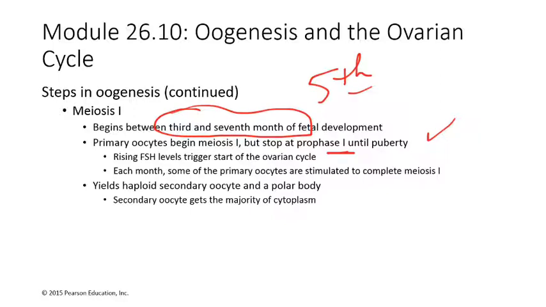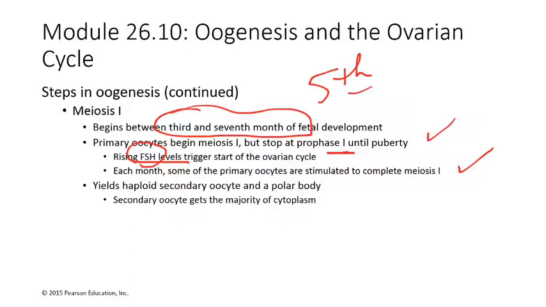Now, in order to keep those primary oocytes protected, we're going to see how there are follicular cells that will wrap around each primary oocyte and protect it until later in life as a follicle. What will happen is that when puberty comes and the hormones start cycling, there'll be a rising FSH level, follicle stimulating hormone, and as the name suggests, it's going to stimulate a follicle. We'll see how it sets up the ovarian cycle, and how these primary oocytes are stimulated and begin to complete meiosis 1.